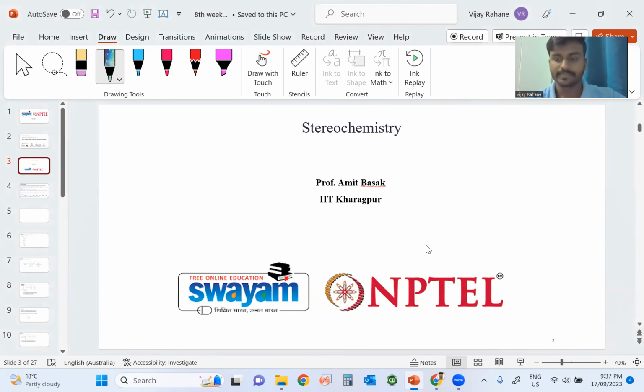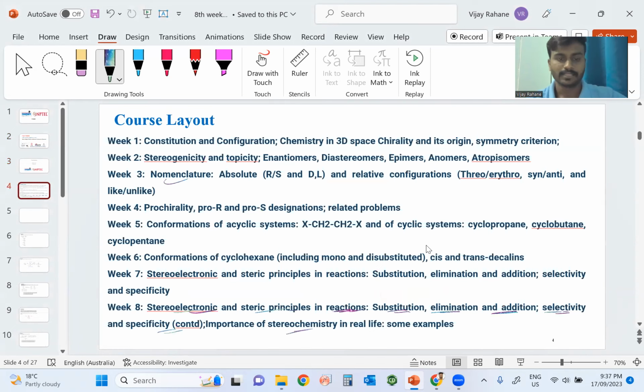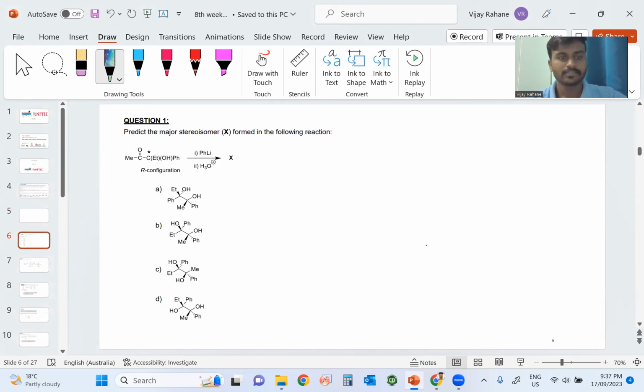So we'll discuss problems based on the topic stereochemistry, the course taught by Professor Amit Basak on the NPTEL platform. We are going to cover the problems based on the week 8 topics, as we have already discussed. We'll go for the first problem: predict the major stereoisomer X formed in the following reaction. They have given a reaction and we have to assign the stereochemistry for the product.